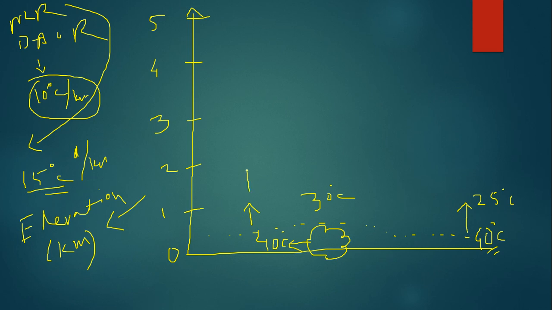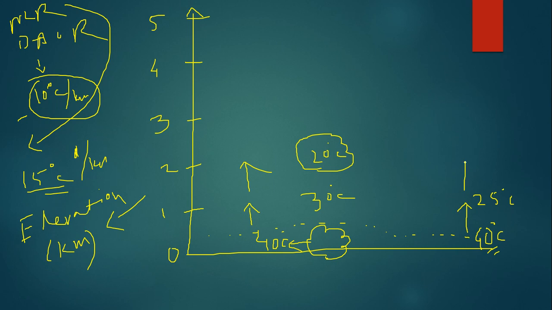If I move another kilometer, so from the ground surface I have reached an elevation of 2 kilometer, here the 30 degrees C will be converted to 20 degrees C, because 30 minus 10. What is the value of the 10? 10 is the value of the dry adiabatic lapse rate. So here the temperature of the parcel of the air becomes 20 degrees C.